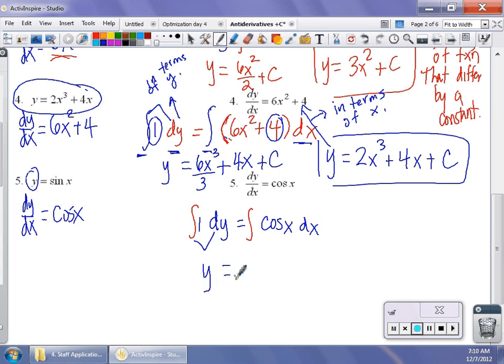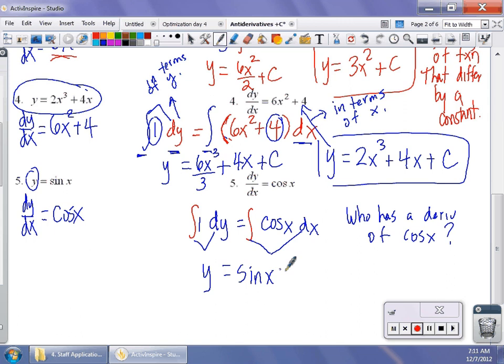On the right-hand side, here are my operators working together telling me I'm finding the antiderivative in terms of x. Now you have to think about the derivatives of your trig functions. You have to think about them backwards. So you're thinking who or what has a derivative of cosine x. You have to think of it backwards. And that would be sine x.